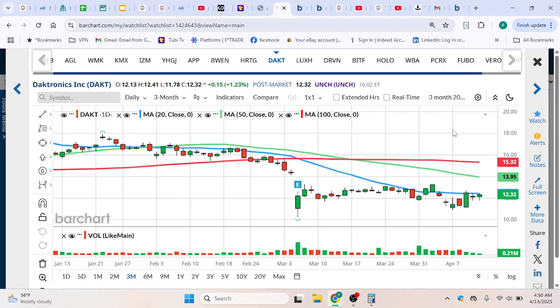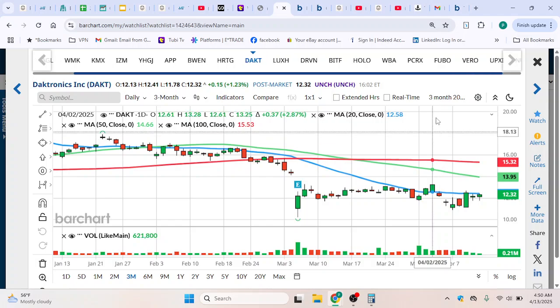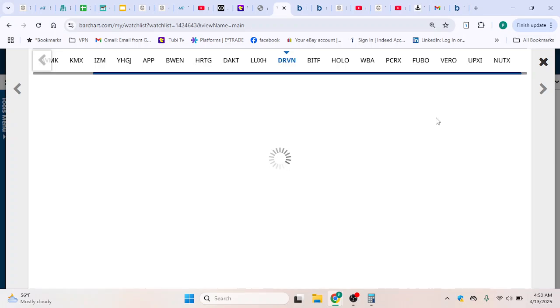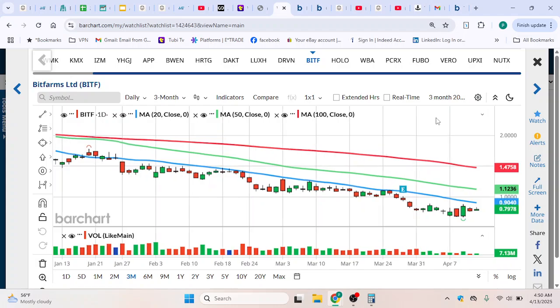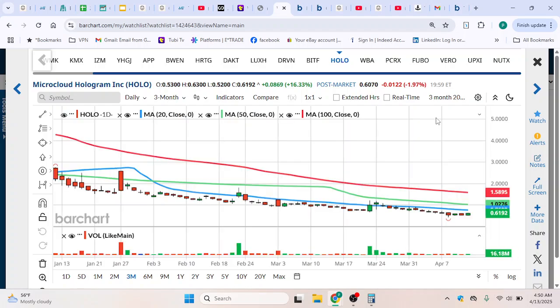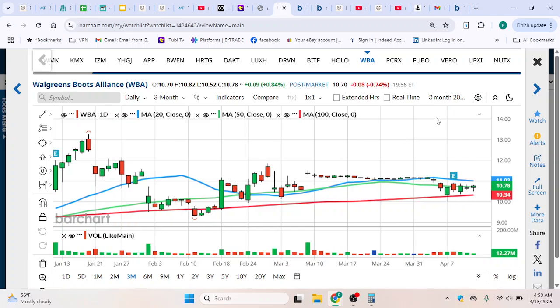That one I don't like as much because it had a move down into earnings and it stayed down. So that's just a watch. This one is still a real long-term stage 1 after a downtrend. That's back and forth. That's in a downtrend. That's still consolidating in a downtrend.